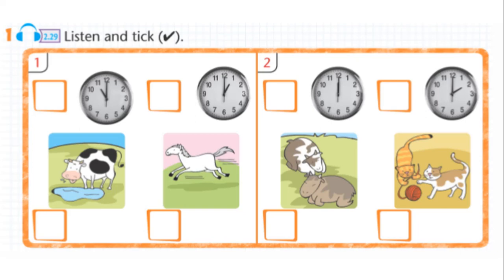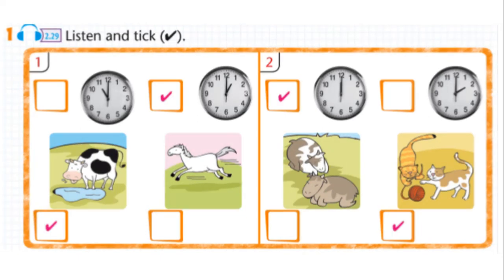Okay. I'm going to show you the answers. In number 1, they said it's 1 o'clock. So you put a tick next to the clock that shows 1 o'clock. They also said the cow is drinking. So I put a tick next to the picture of the cow.